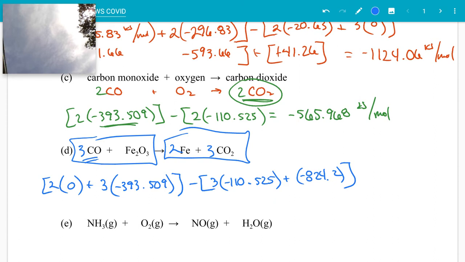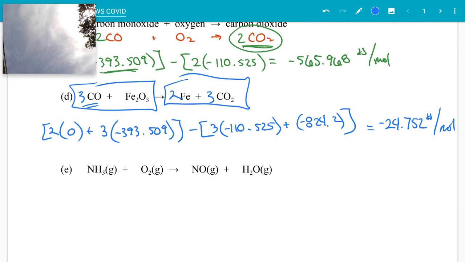Remember, when you're subtracting a negative, it's like adding it. So the final answer for this one should be minus 24.752 kilojoules per mole. If you see that I screwed anything up, please let me know.